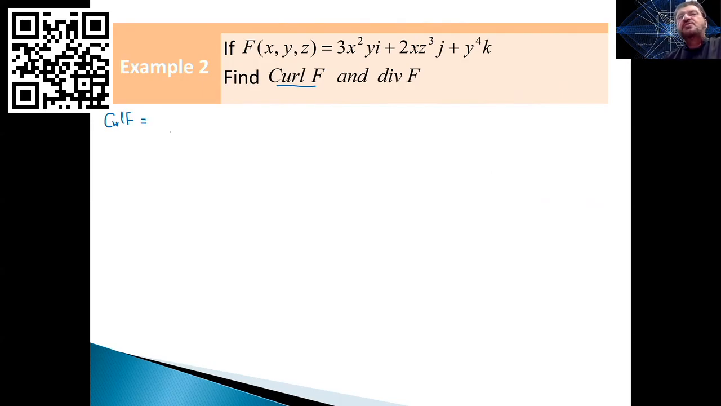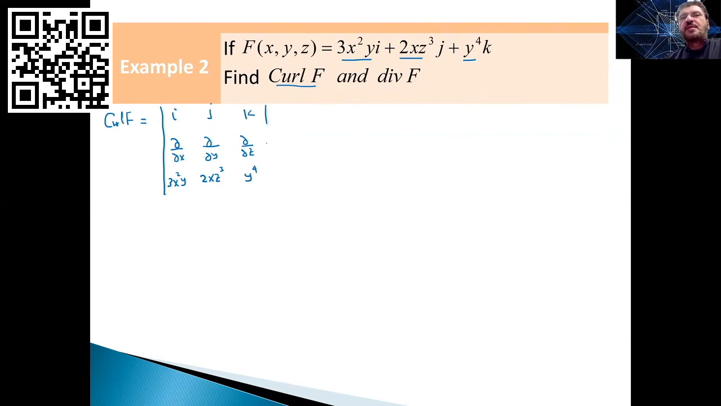What's the curl of f equal to? We put i, j, and k. And what do we put here? The del operator components. And down here, what do we put? P, Q, and R. So this is P, 3x squared y. This is Q, 2xz cubed. And this is R, which is y to the 4.